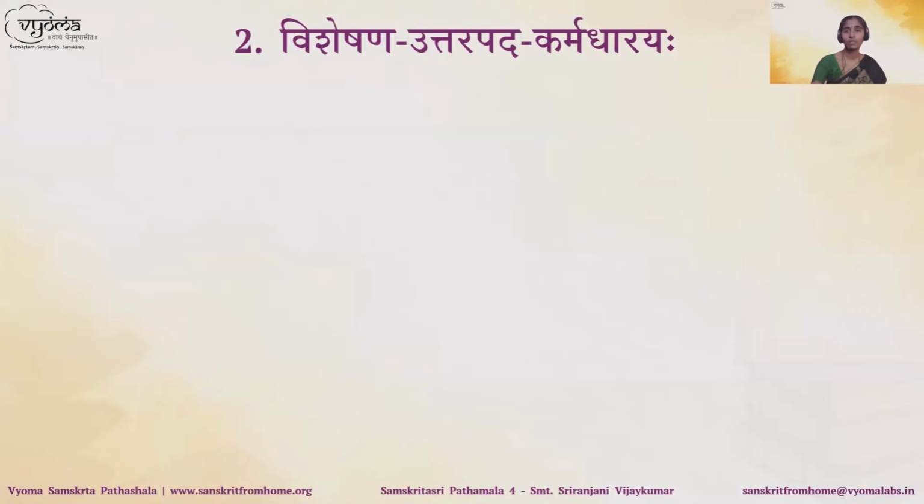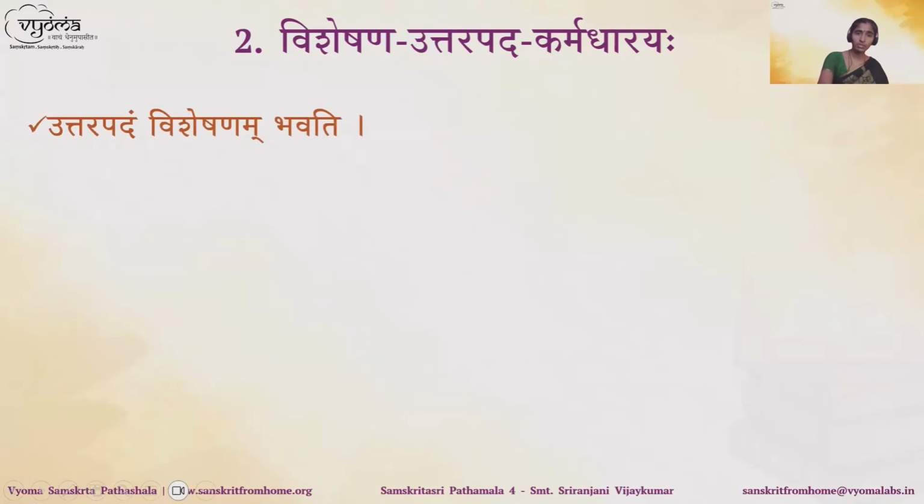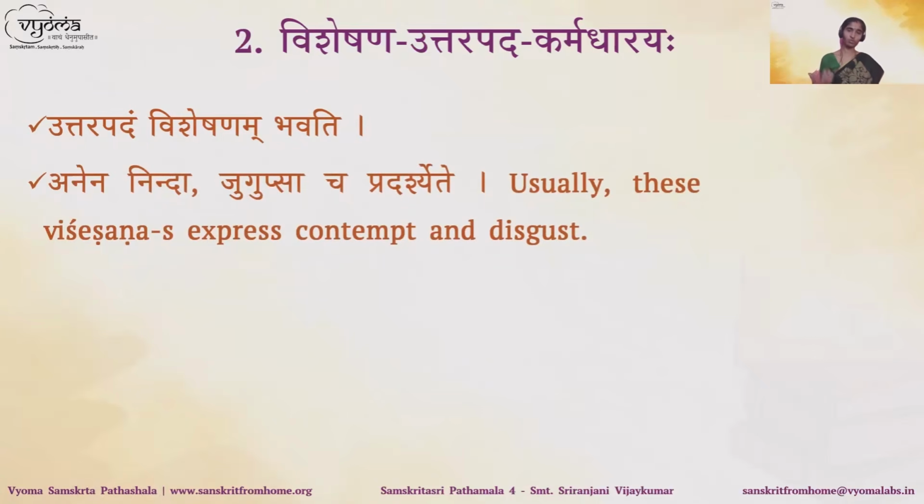So the second type, one second. The second type is Visheshana Uttarapadam, where the Uttarapada is the Visheshana. Again, from the name of the Samasa, we can easily understand. Uttarapadam Visheshanam Bhavati. What is told by these words with Visheshana in the Uttarapada is Anena Ninda Jugupsacha Pradarshiyate. Whenever you see a Visheshana as Uttarapada, normally the Samastapada will convey a meaning expressing contempt or disgust.